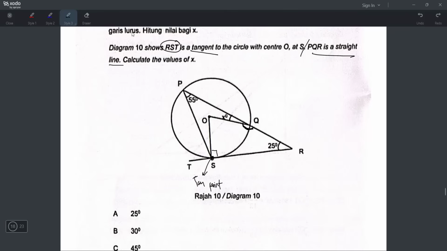The question is also asking for the value of X. So my job now is to try my best to find this angle and then take 180 minus. But I cannot find this angle yet. I have to find this other angle first. It's the only way.